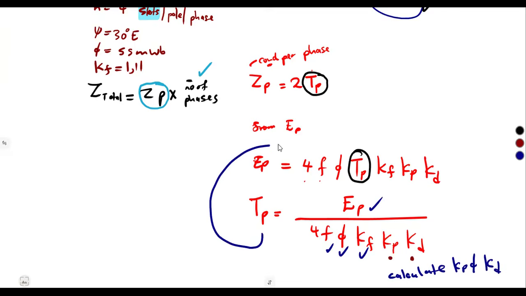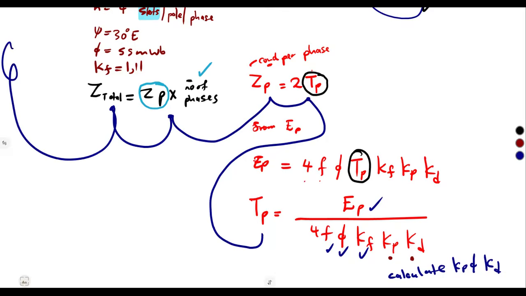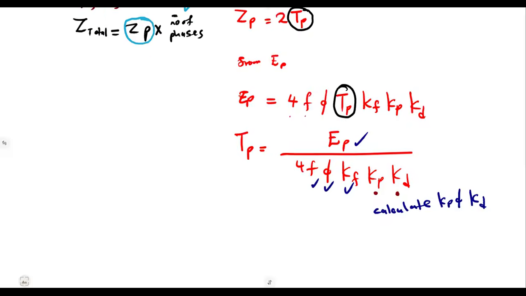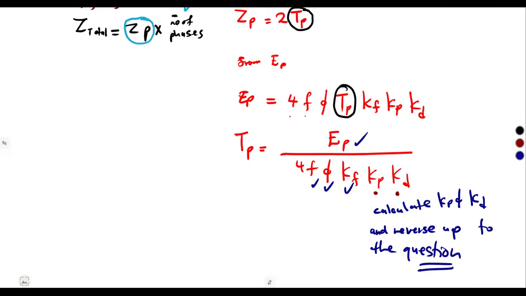After finding TP, what are you going to find? After finding TP, we can find ZP. After finding ZP, we can find our Z total. We are now reversing up to the question that we are given. So we are going to calculate this and reverse our formulas up to the question. After this, we come back, we substitute, we find TP.